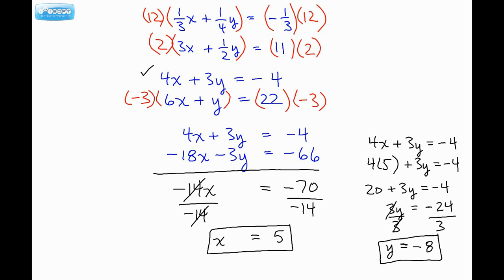Not too bad. Just realign your equations so that everything lines up. And if you have fractions, just clear them out by multiplying by the lowest common denominator. Then it's exactly like the previous video. So hopefully that's clear. There you go.